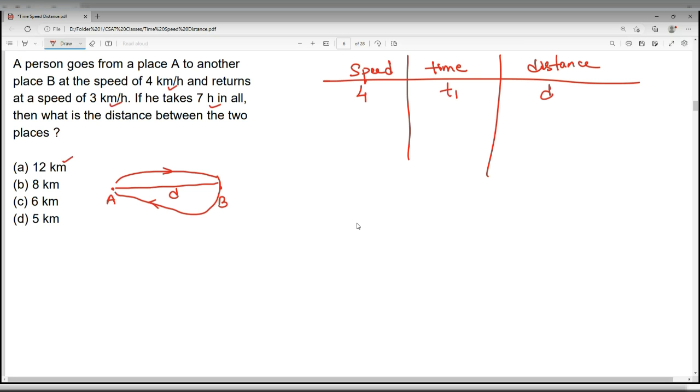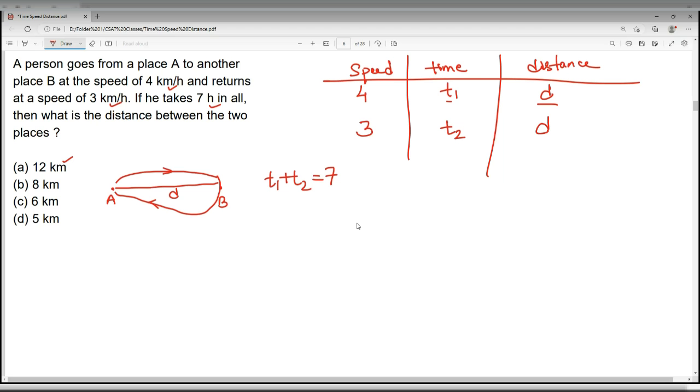So he has covered this distance at 4 kilometers per hour. He has taken t1 time, and the distance is d. Then while coming back, his speed is 3 kilometers per hour. Let him take t2 hours, and again the distance is d, because he has covered the same distance. What they are saying is, if he takes 7 hours in all, going from A to B and again coming back to A, he's taking 7 hours. So t1 plus t2 is equal to 7.